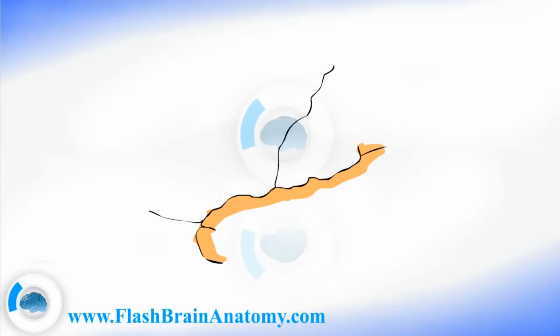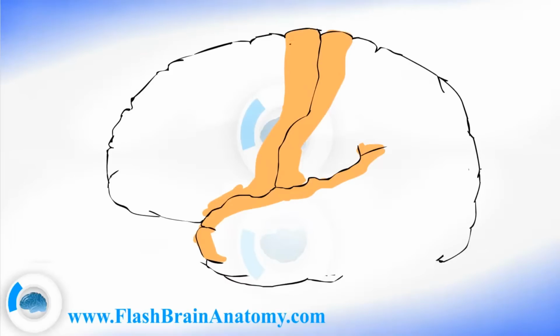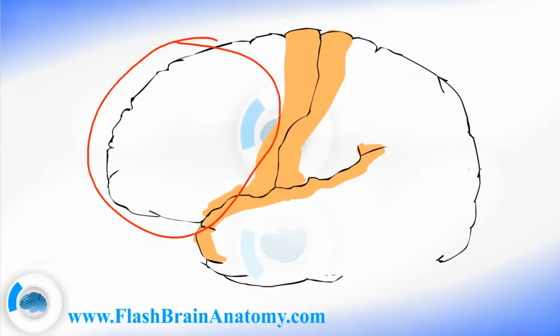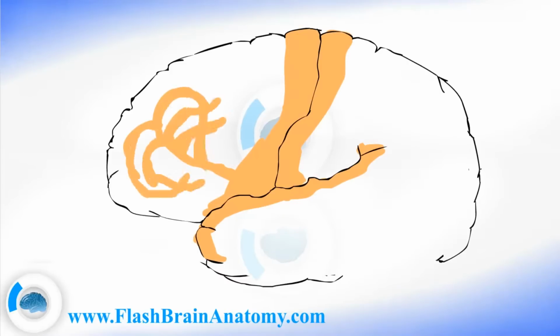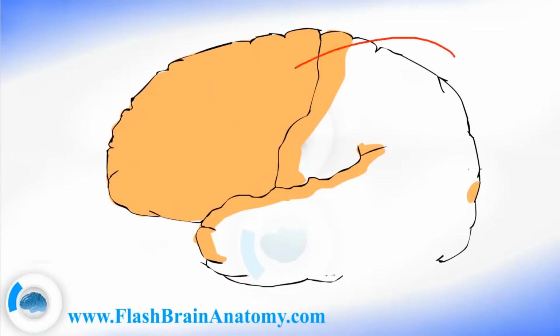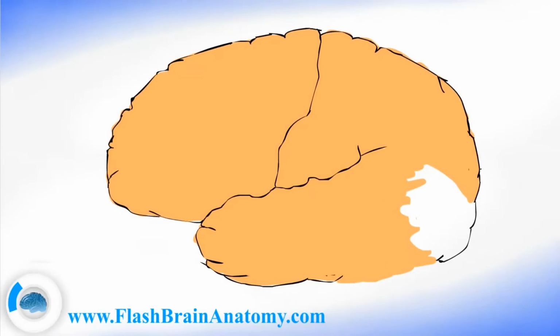Then there is a central sulcus here with the precentral gyrus and the postcentral gyrus. This gyrus over here is the precentral gyrus and this is the postcentral gyrus. Then this lobe over here is the frontal lobe of the brain. The lobe over here is the parietal lobe of the brain. Then we have the temporal lobe of the brain and the occipital lobe of the brain.